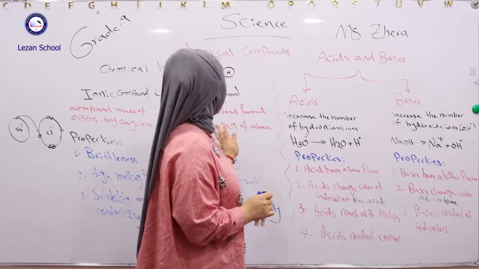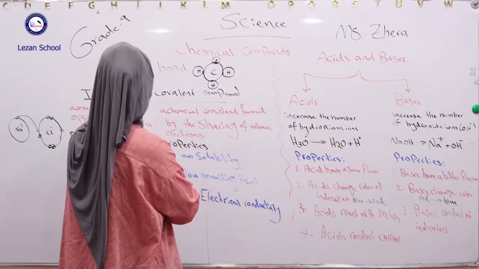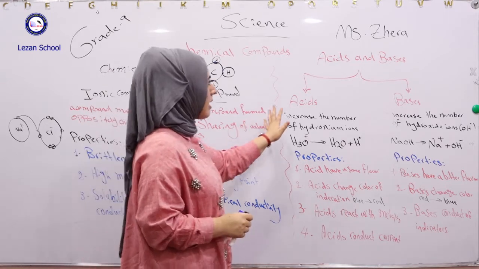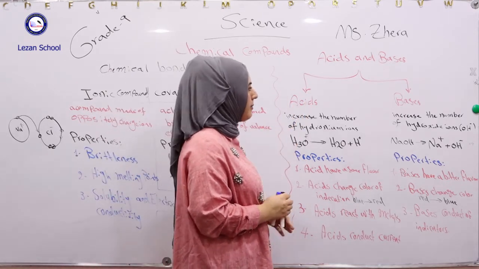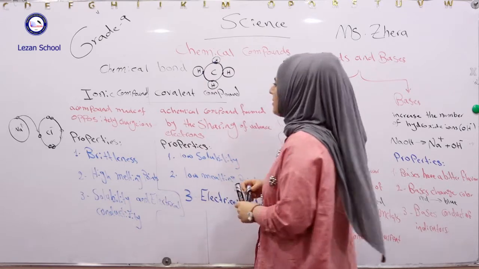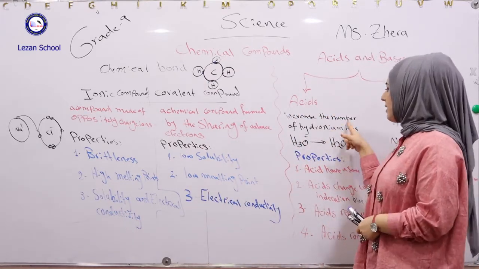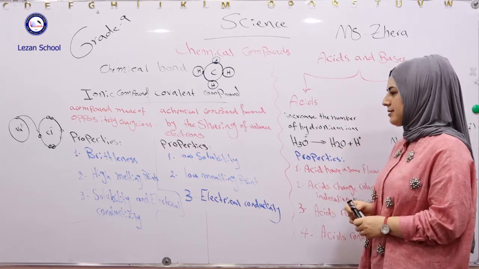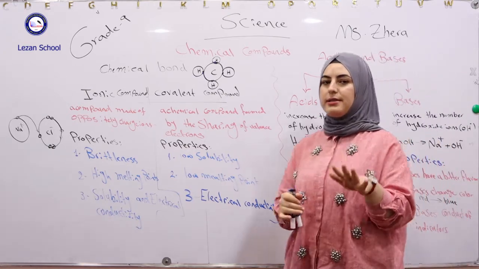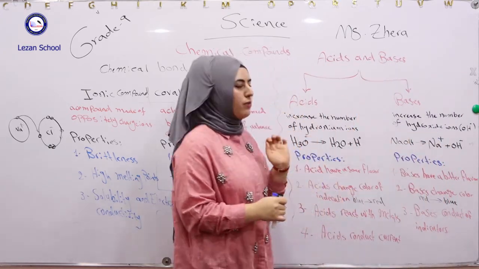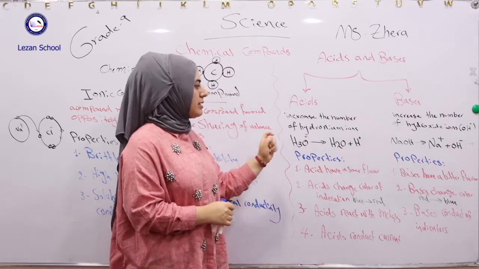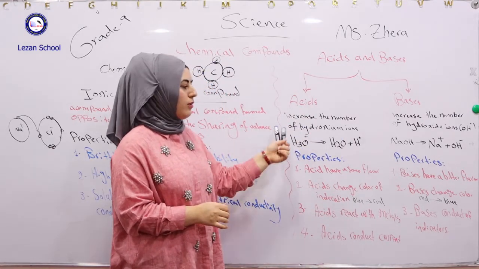This slide was talking about ionic compounds and covalent compounds. In this slide, we are going to talk about acid and base. What's the difference between them? Start with the acid. Acid means increasing the number of hydrogen ions. Acids and bases are both compounds. When the number of hydrogen ions increases, it is called an acid.